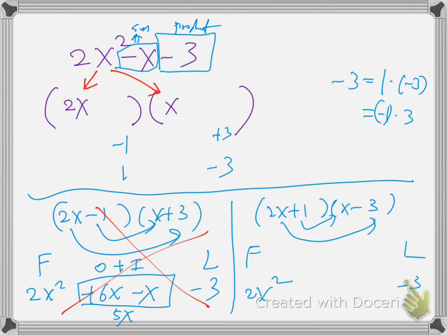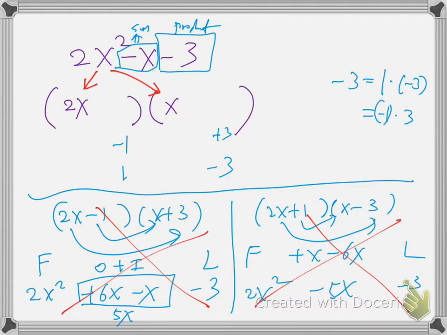Okay, O and I. So now what do we have? 1x and then -3. So we got positive x minus 6x, so we got -5x. So this is also wrong. Okay, this is also wrong. So now we have to switch 3 and 1, right? Let's switch 3 and 1.